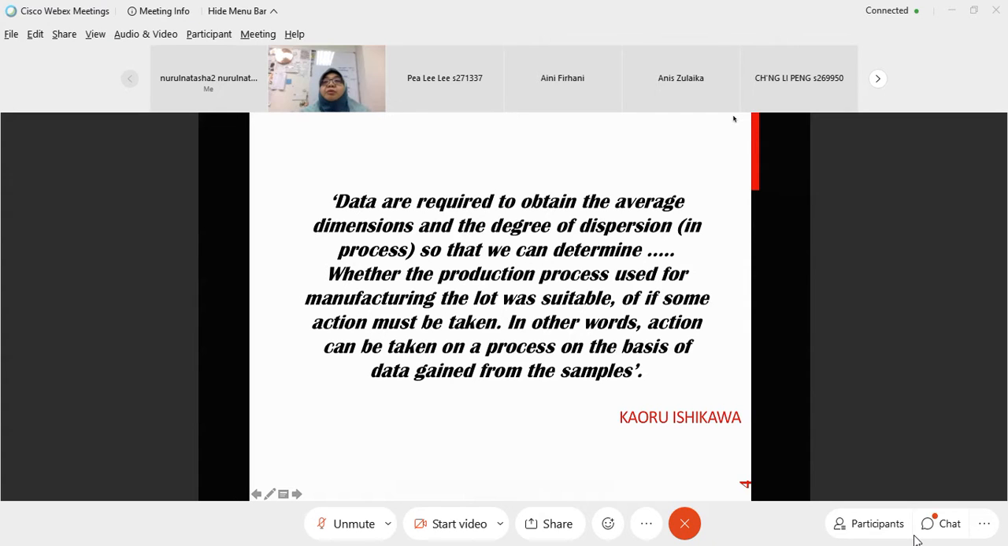We develop by batches, whether we can take the batch to be sold, or if there's a lot of errors, we have to scrap. That means we have to throw away the whole batch, right?